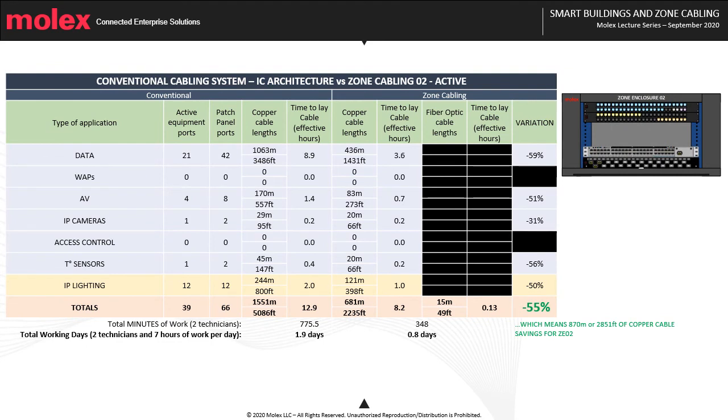So the table on this slide then is a comparison between our conventional cabling and our zone cabling architecture, but for zone enclosure 2 only. And here you can see as well that we have again achieved 55% of copper cable savings.